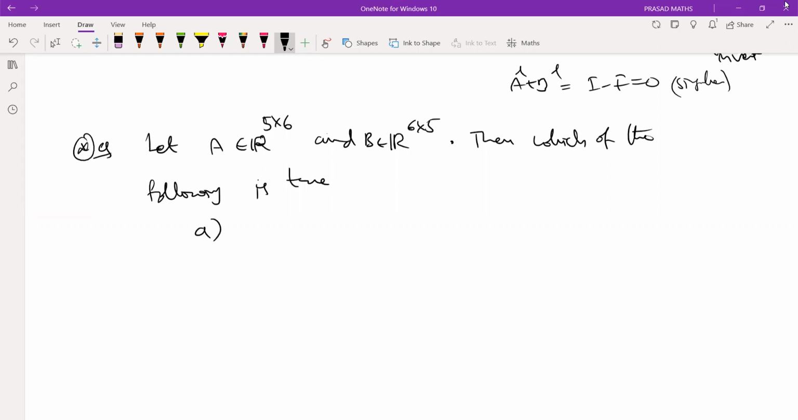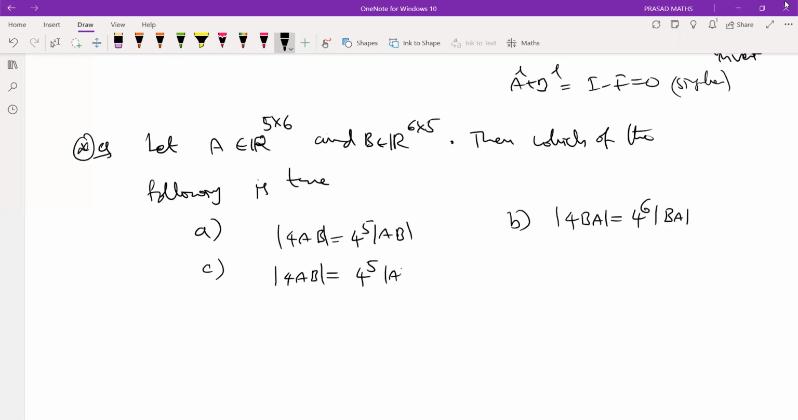First option, det of 4AB is equal to 4 power 5 det AB. Option B, 4 det of BA is equal to 4 power 6 det BA. Option C, 4 det of AB is equal to 4 power 5 det A det B. Option D, 4 det BA is equal to 4 power 6 det B det A. Tell me.